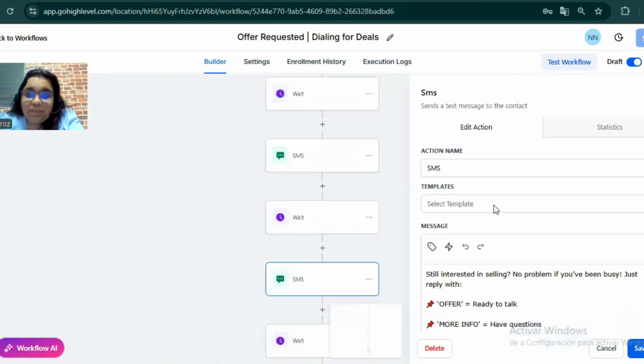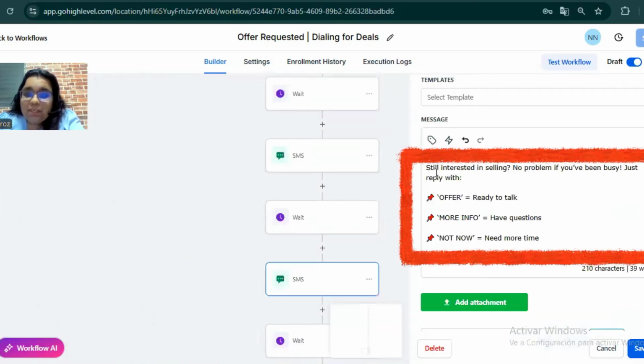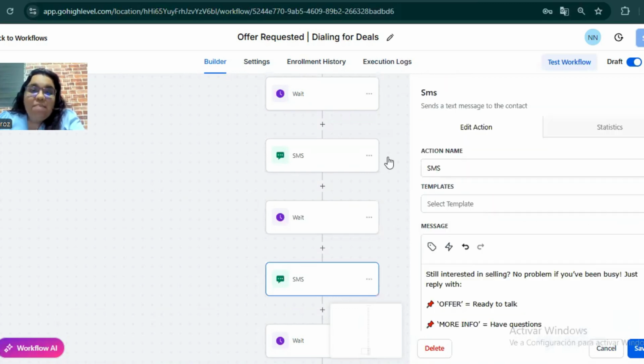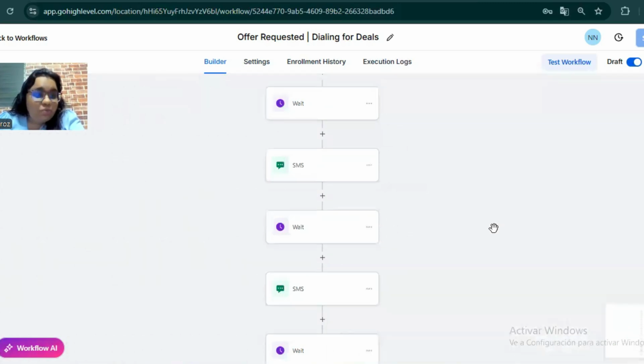Every partner has a different text campaign. Still interested in selling? This is for the people that are no-show all the time. That's gonna happen on any lead generation. That's why you have to have a game plan, an ecosystem that is gonna support your business.